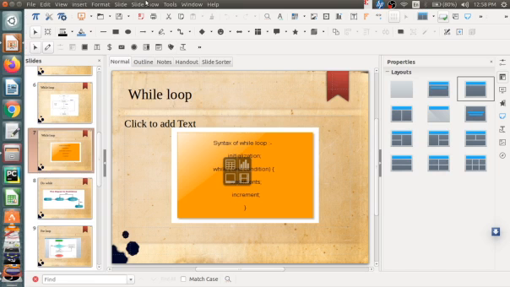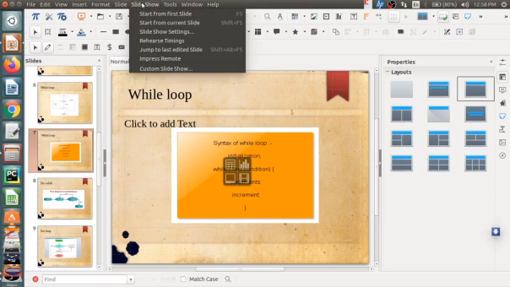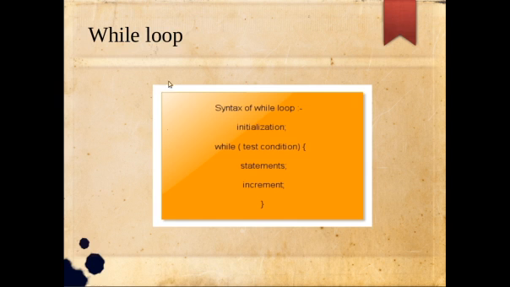Okay, so we will continue from the previous class. We will do the while loop, the implementation of the while loop. You can see it from this slide. Let us see the slide. Okay, this is the syntax of the while loop: while loop, initialization.